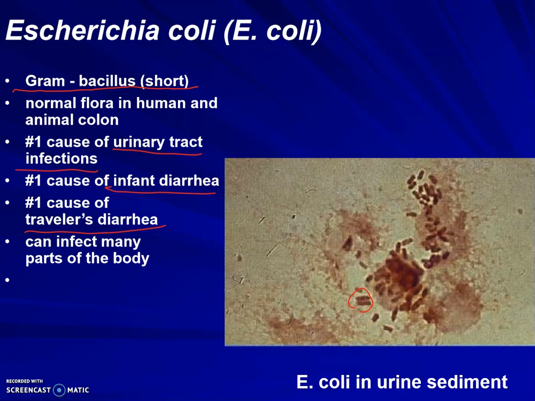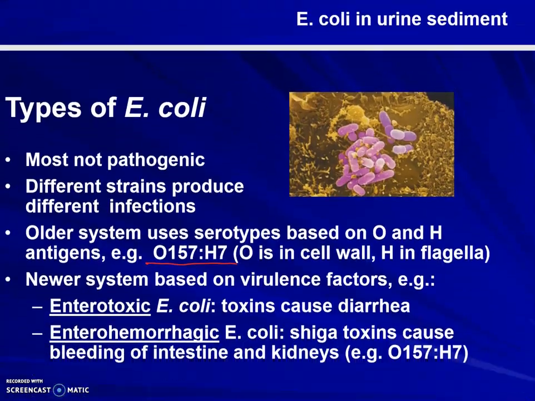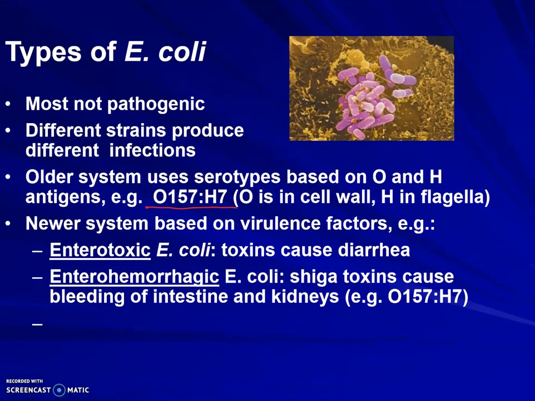As I said, it's part of your normal microbiota, but if it gets in the wrong place, it can cause infections. And here's a gram-stained urine sediment where you can see the E. coli, the gram-negative rods. Now, a particularly bad strain of E. coli is this one right here, O157H7. In this particular case, that can cause bloody diarrhea. It got the name here, the O157H7. The O is the cell wall antigen, and the H is a flagella antigen that causes an immune response. And depending on the type of toxins that it can produce, it causes the disease.